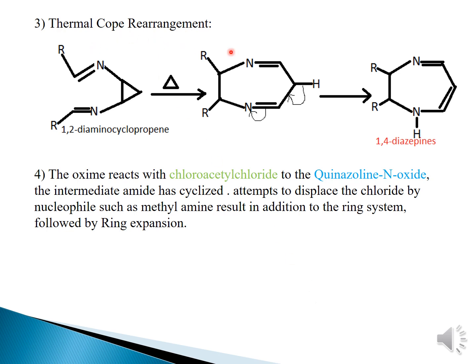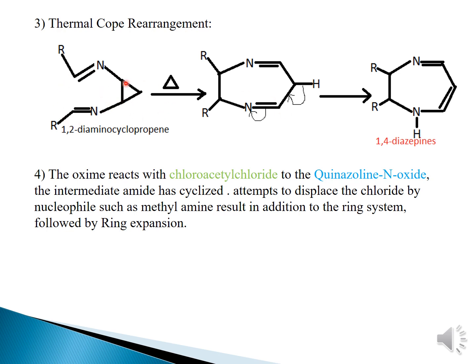Bithermal copreagent, you have studied copreagent, I guess. So here you are taking the 1,2-diaminocyclopropene, and then upon heating, a ring closure and ring opening reaction takes place over here. This bond shifts over here, and then this shifts, and then this breaks, and that's how it happens.